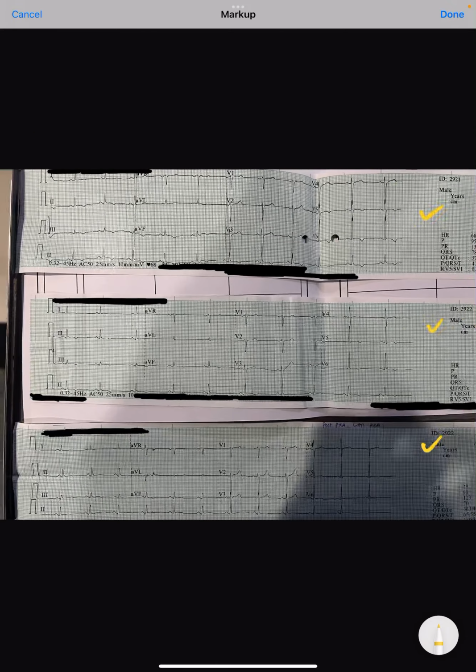Now we are going to discuss a very interesting ECG. You can simply pause the video and try to find out the difference. These three ECGs are of the same patient, and when you zoom in, the first and second ECGs are prior to doing the angioplasty to a particular vessel.